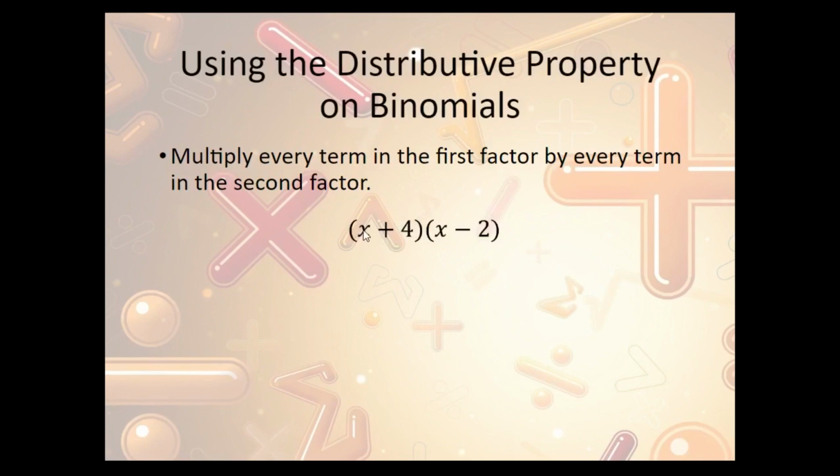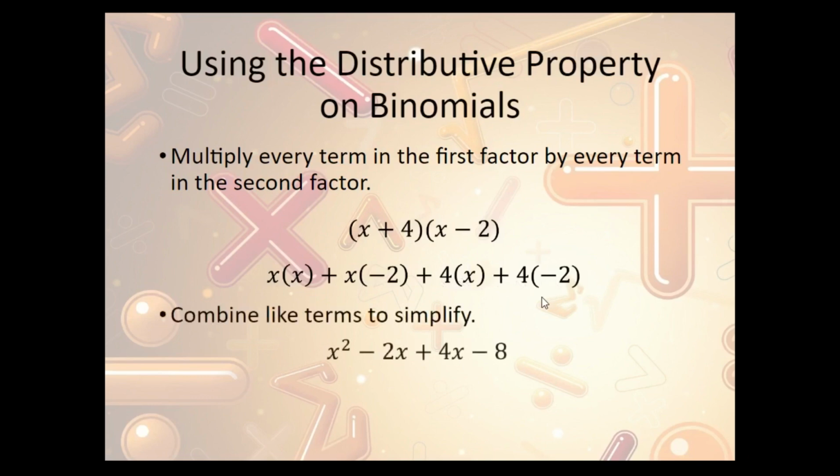Pretty simple. We take x and multiply it by x. We take x and multiply it by negative 2. That's all for the x's. Now we do the 4. So 4 times x and then 4 times negative 2. Now we combine these. x times x is x squared. Negative 2 times x is negative 2x. 4 times x is 4x, and 4 times negative 2 is negative 8. Now we just combine the like terms. x squared we leave by itself, but we have a negative 2x and a positive 4x, so we can combine those. Negative 2x plus 4x is positive 2x. So we get x squared plus 2x minus 8.